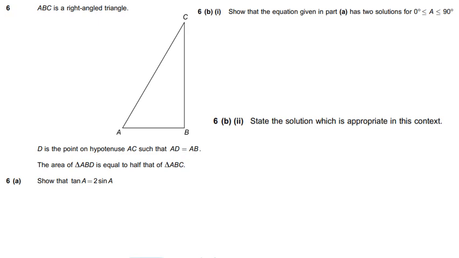Okay, next we've got a right angle triangle. We're told that D is the point on AC such that AD is equal to AB. So here, AD and AB are the same. The area of ABD, that's that smaller triangle there, is equal to half of the whole triangle. So first of all, show that tan A equals 2 sine A.